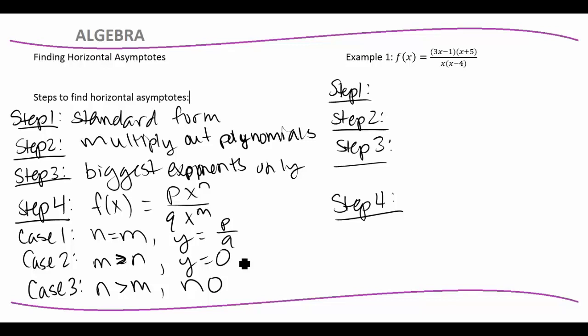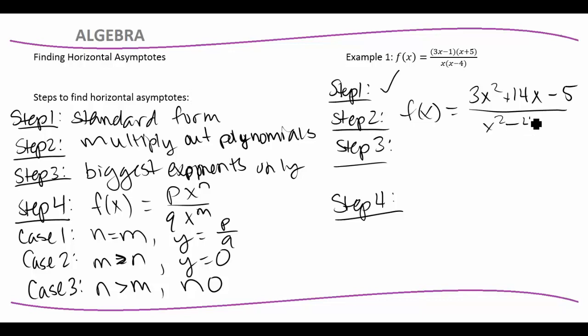Let's do an example. So example 1, f of x equals 3x minus 1 times x plus 5 over x times x minus 4. So step 1 is standard form, and it's already in standard form. So step 2 is to multiply out the polynomials or expand it. So we're going to have f of x equals, when we multiply 3x minus 1 times x plus 5, we get 3x squared plus 14x minus 5. When we multiply x times x minus 4, we get x squared minus 4x.